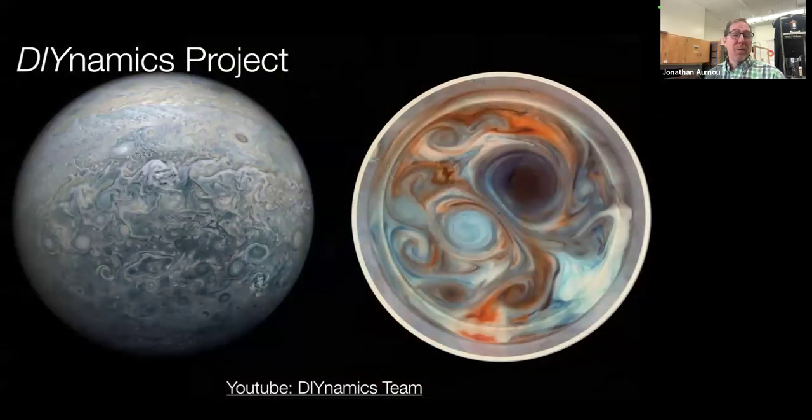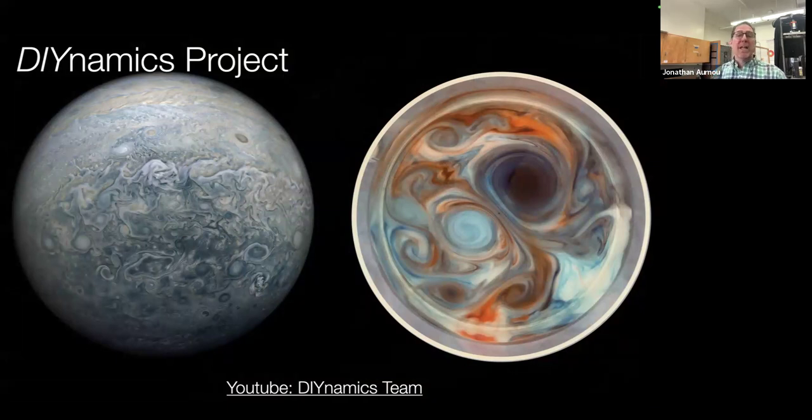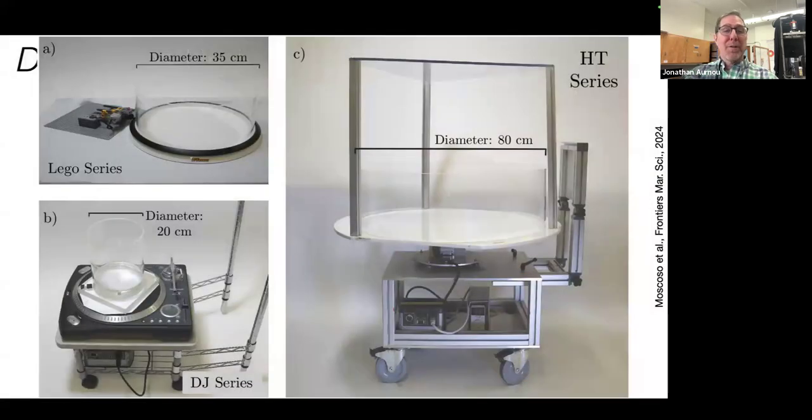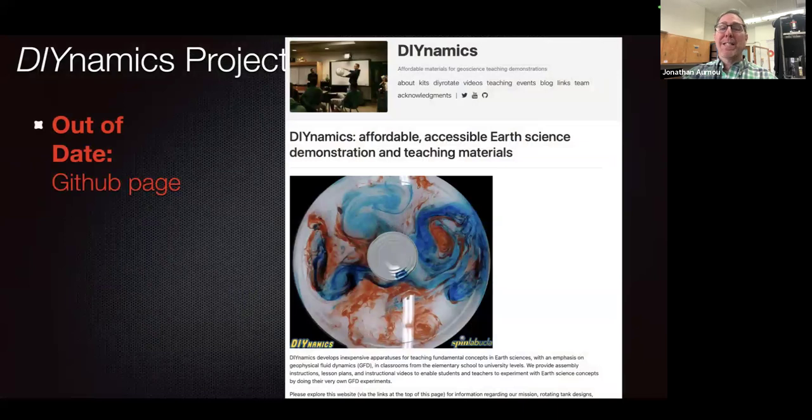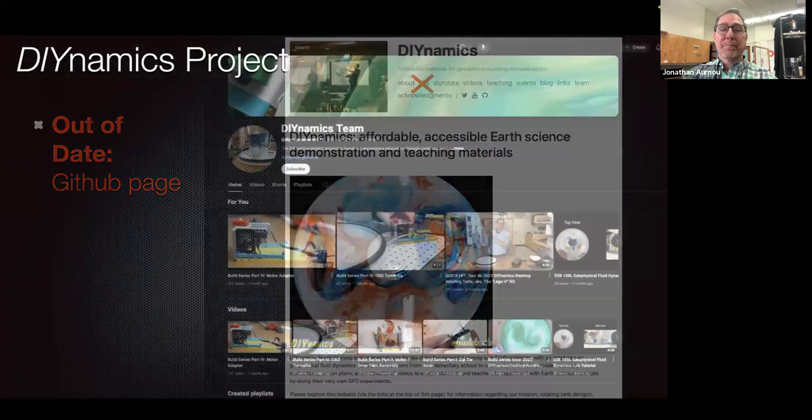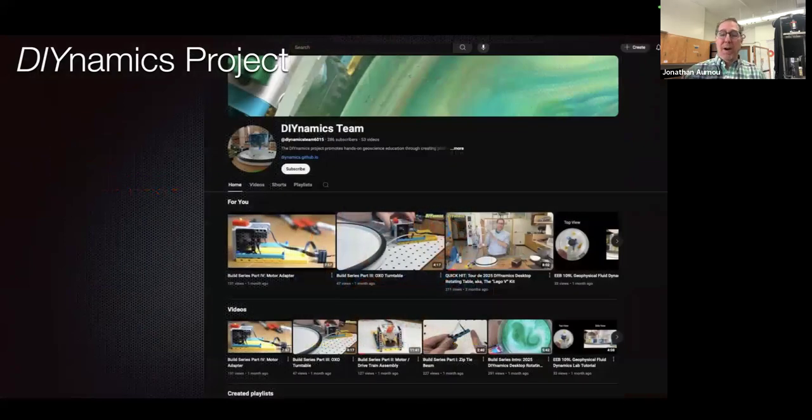And we can simulate other planets too. You can study the kind of eddying processes that occur elsewhere in very small tanks, as long as you get the rotation to dominate the fluid physics. So there are different tanks. We have one GitHub page. It's out of date. Don't use it. And then everything's on YouTube right now.